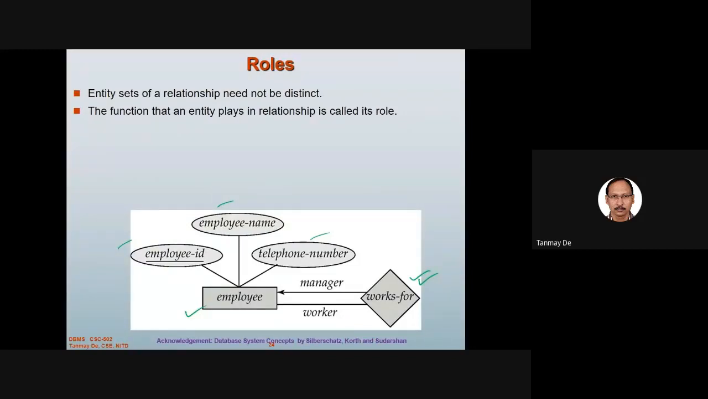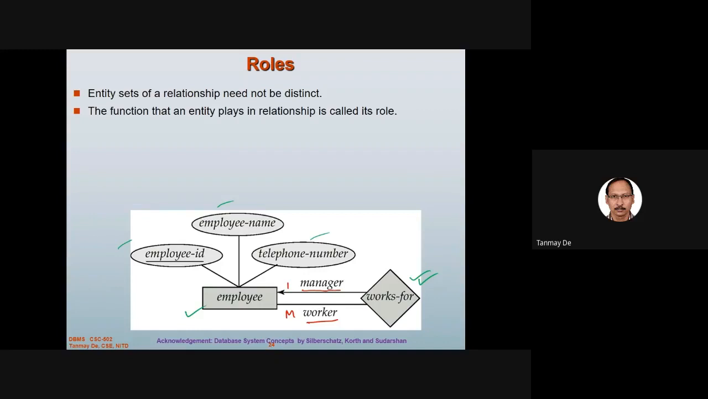Okay, that is the role. These are the actual tasks performed, that is the role. Worker and manager are the roles, and that role is labeled along with the connection line, or along with the link. And here you can see this is directed. The manager side, this one is directed, that means this side is one and this side is many.